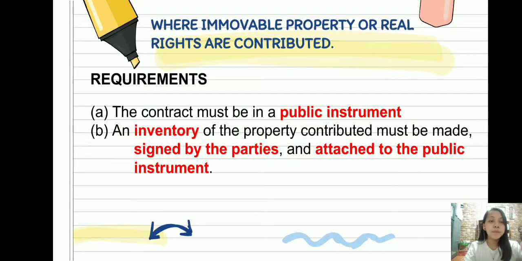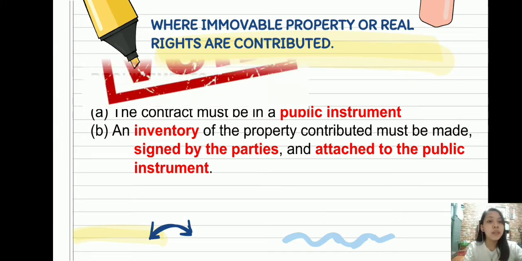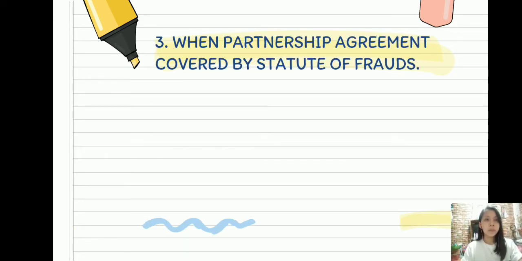Again, review lang. Yung mga requirement para hindi ma-void yung contract ng partnership if an immovable property or real rights is contributed. First, there must be a public instrument and there must be an inventory. If no public instrument, no inventory, automatically the contract must be void. So next exemption to the general rule is when a partnership agreement is covered by Statute of Frauds.